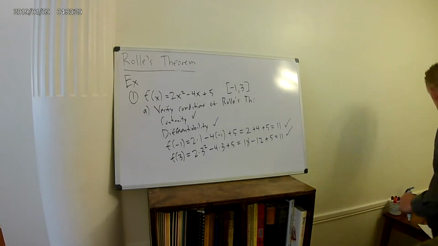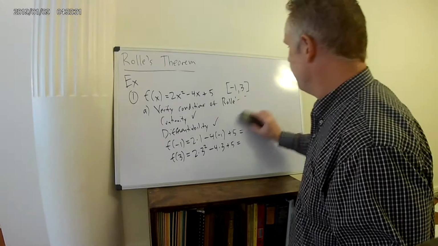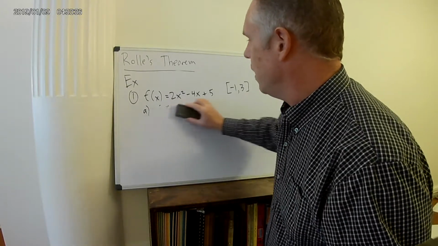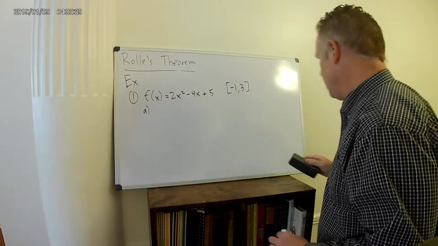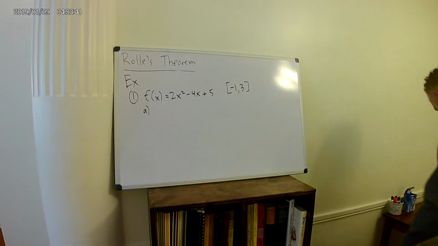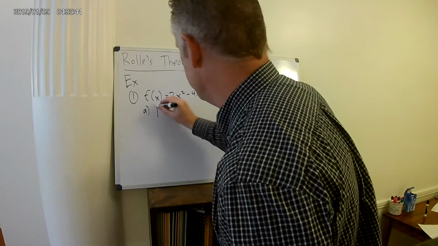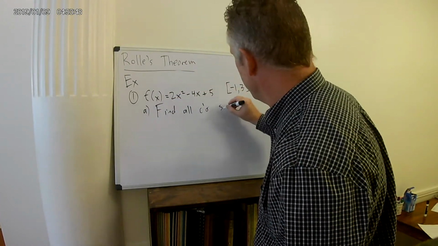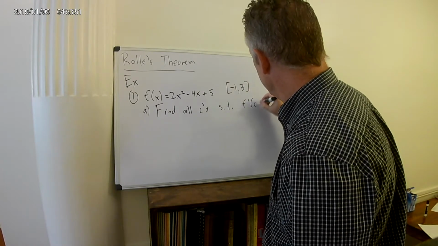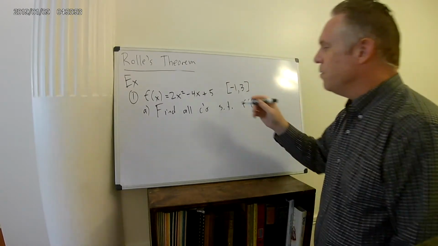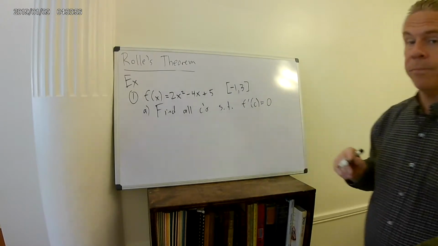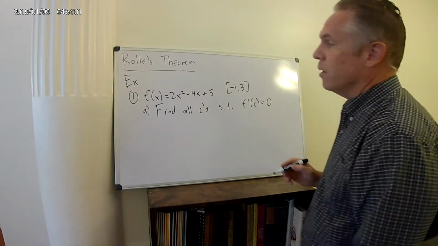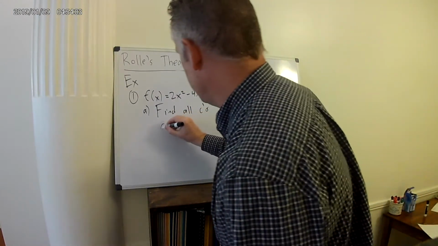And the second part of this example is let's find the value of c on this interval AB such that f prime of c equals 0. So we're going to find all c's such that f prime of c equals 0. And these c's will be only on this interval here. How do we do this? Well, basically, we take the derivative of our function with respect to x. So we take the f dx.